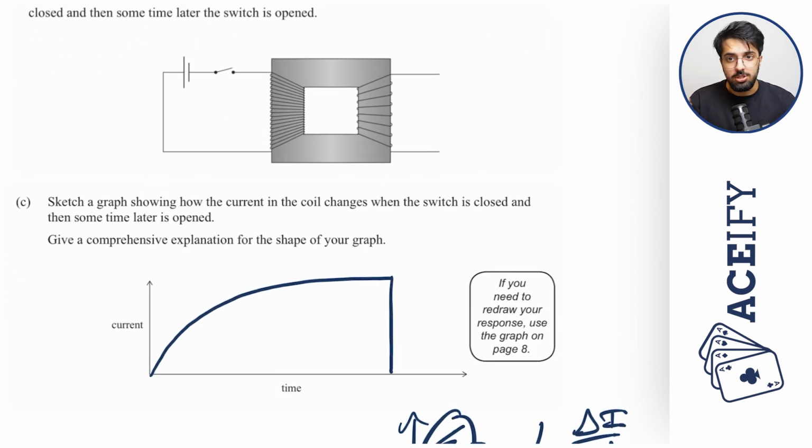However, when the switch is opened, there is an open circuit, and so current can't flow anywhere, and so current must drop to zero instantly, and that is what we see over here. And you can write that in words.